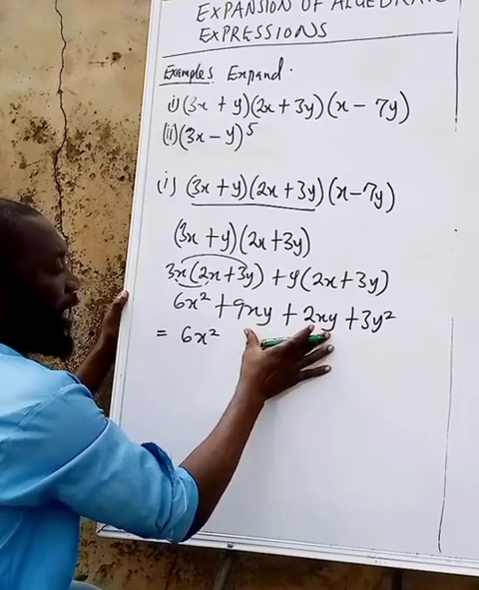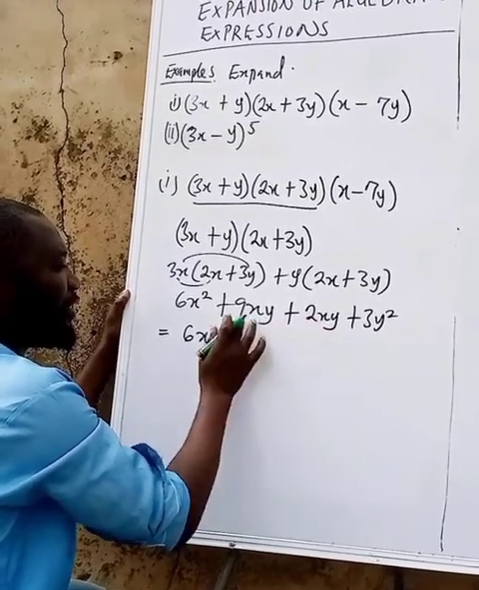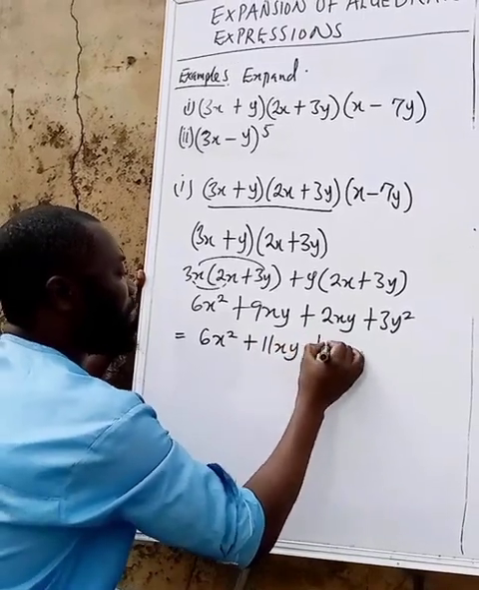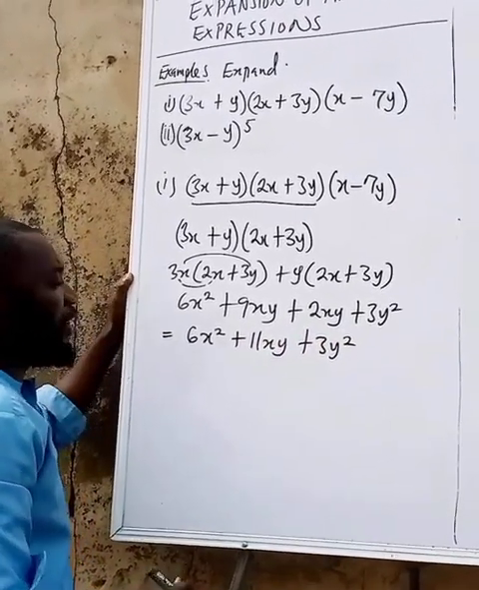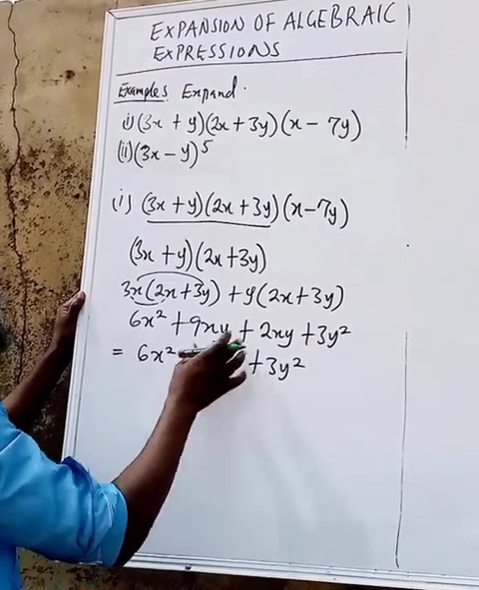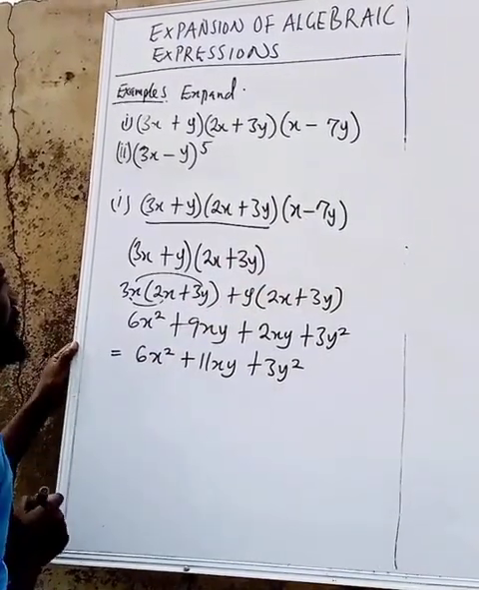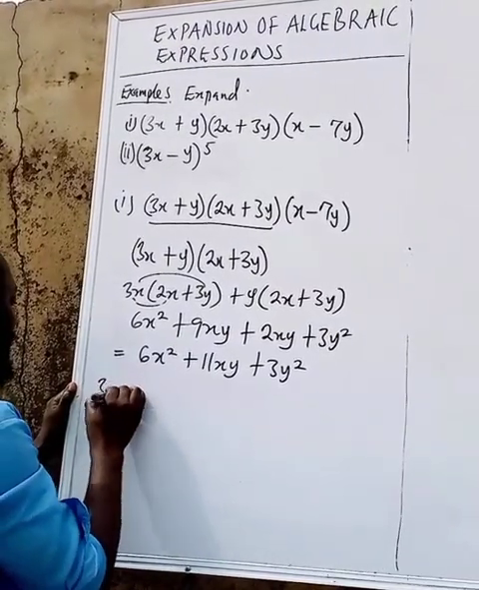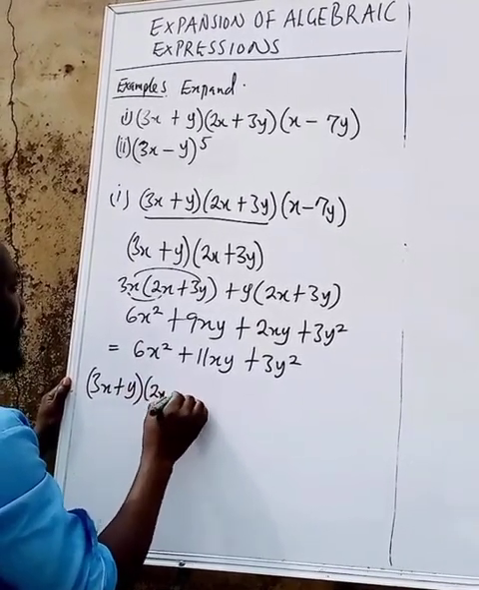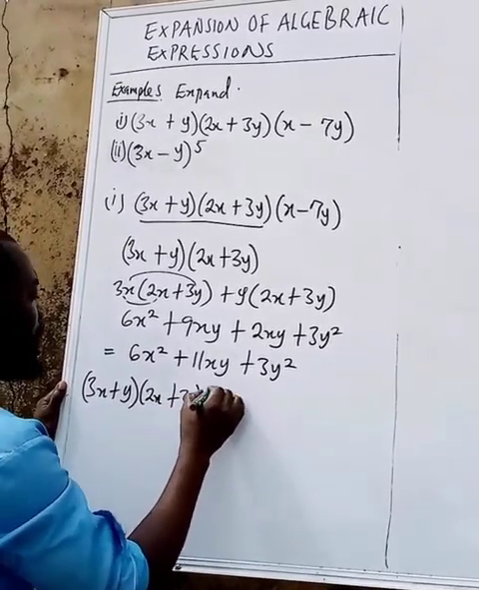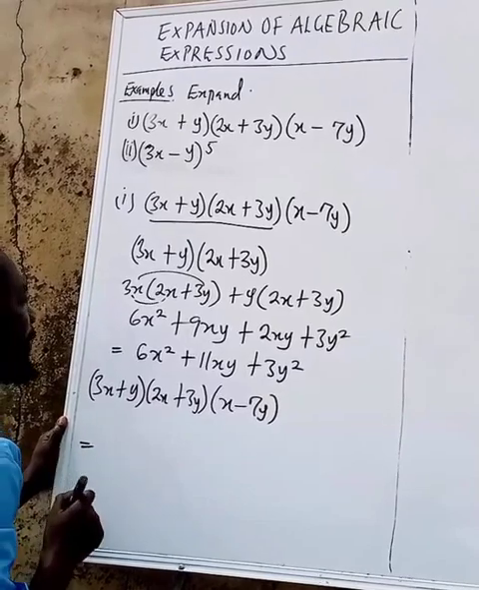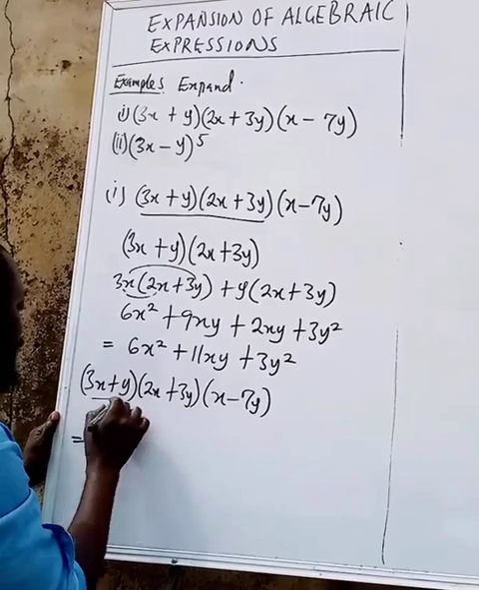Simplify further, we have 6x squared. These two are like terms, so we can add them together. 9 plus 2, that is 11, so plus 11xy plus 3y squared. Now, the expansion of the first two expressions is this. Then we can now multiply this by this. Meaning, our question, 3x plus y multiplied by 2x plus 3y, multiplied by x minus 7y, is now the same as the result of these two.